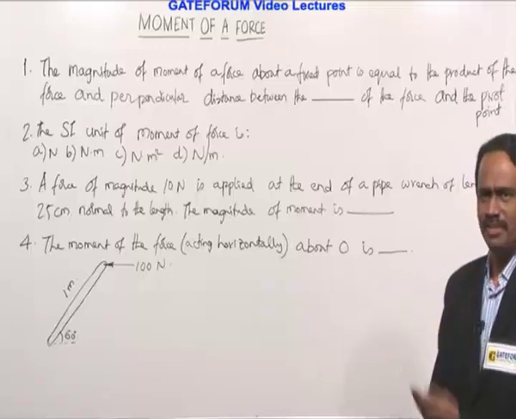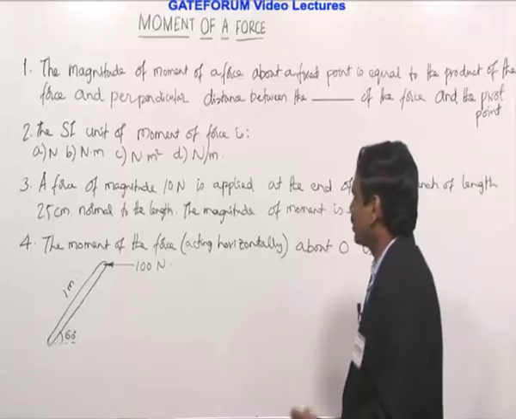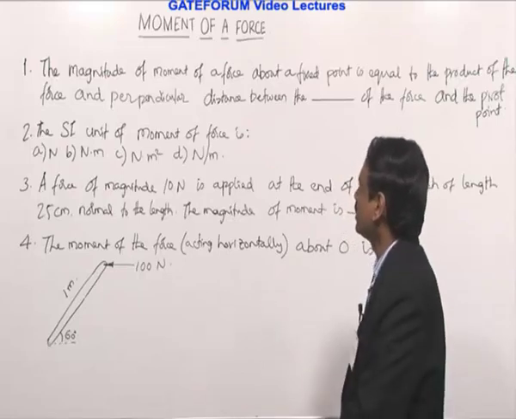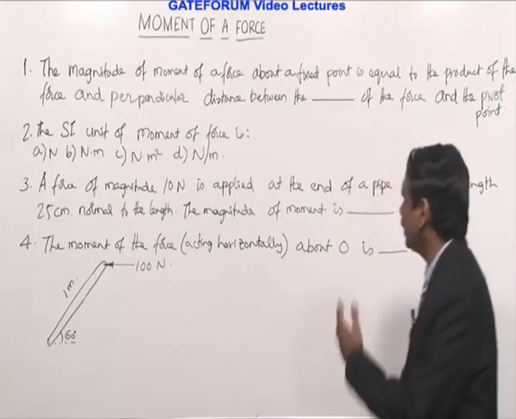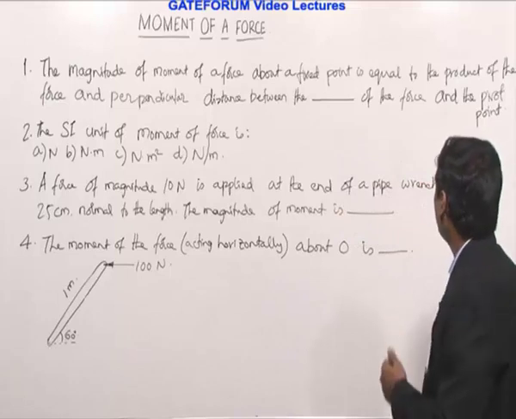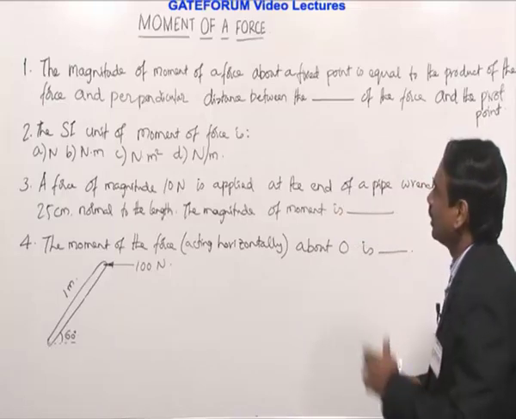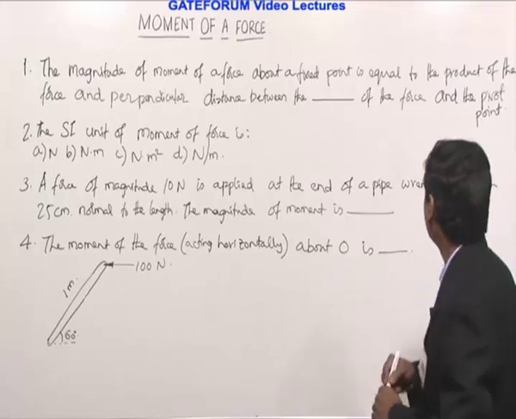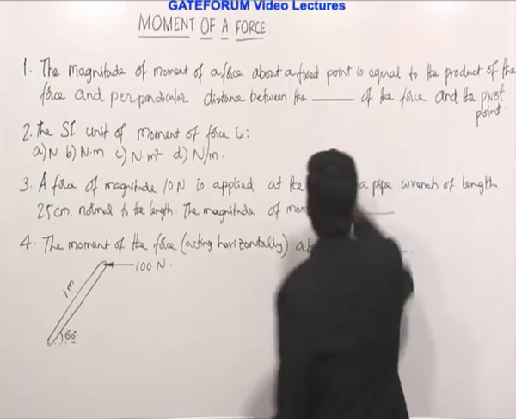Shall we try these revision questions for the lecture that we learned in this? The first question reads, the magnitude of moment of a force about a fixed point is equal to the product of the force and perpendicular distance between, what you have to fill here.